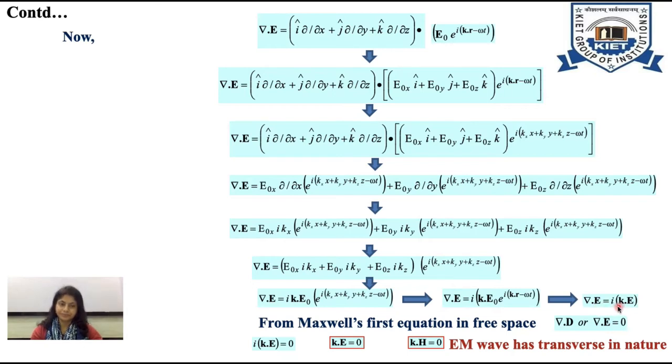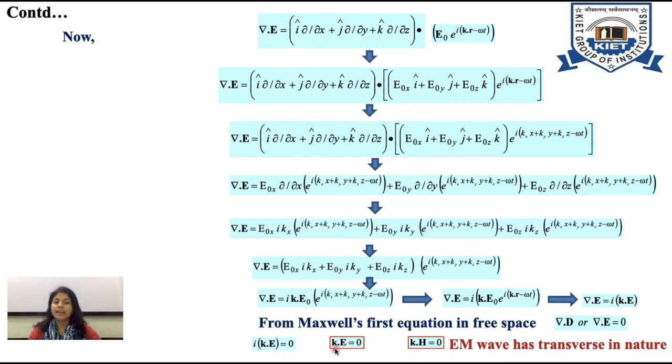Similarly, we can show that del dot H is equal to i k dot H. But from Maxwell's first equation in free space, del dot D is equal to 0, so del dot E is equal to 0. When del dot E is equal to 0, the left hand side becomes 0. Then i k dot E is equal to 0. i cannot be 0, it is equal to square root of minus 1. Therefore, k dot E is equal to 0. Similarly, we can show that k dot H is equal to 0.